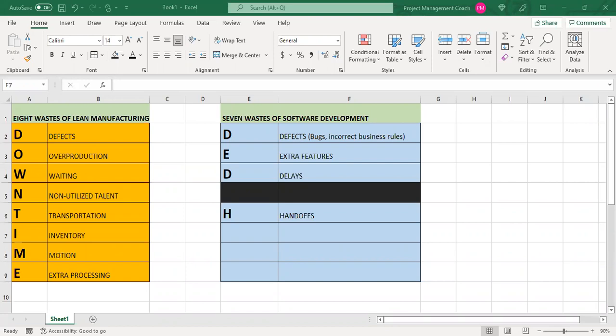All right, moving on, the next mirror image that we have here is inventory. And inventory maps to P, partially done work.